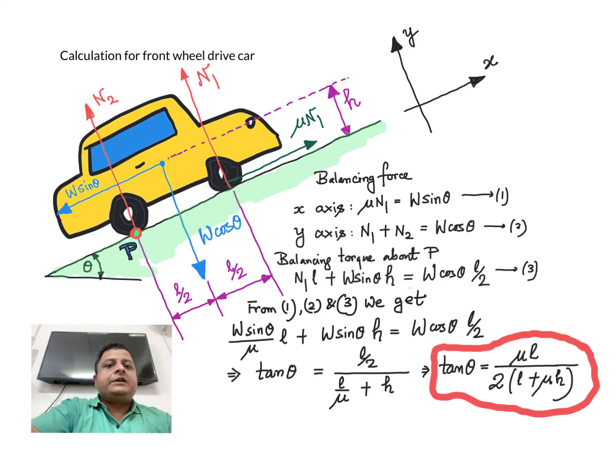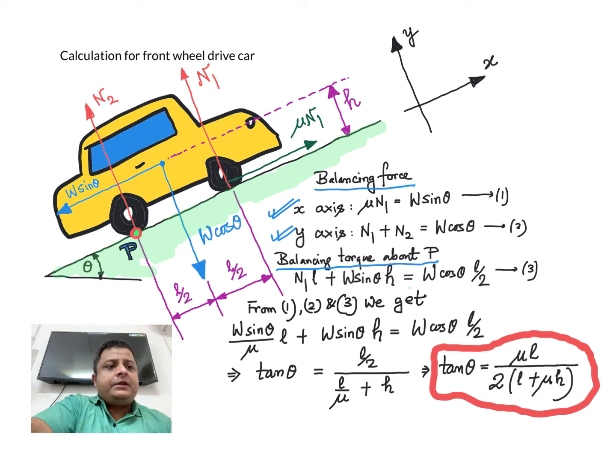So here are the equations; just go through them properly. As we said, our plan is to balance force and balance torque. Balancing force along the x axis, the force mu N1 is equal to W sin theta. That is how we get equation 1. Along the y axis, N1 plus N2 is equal to W cos theta.